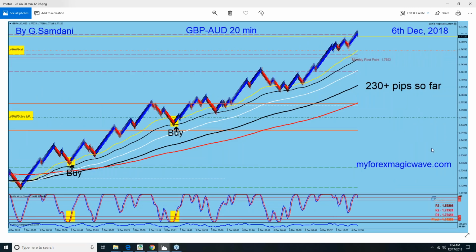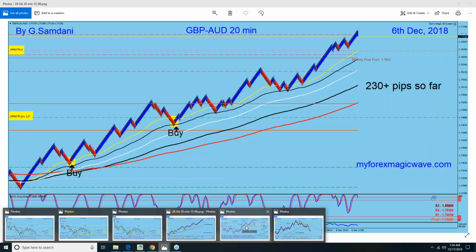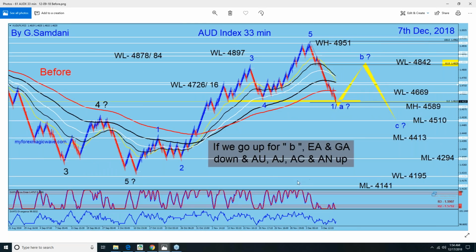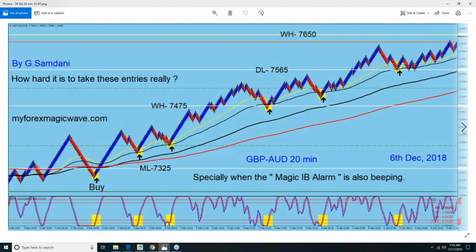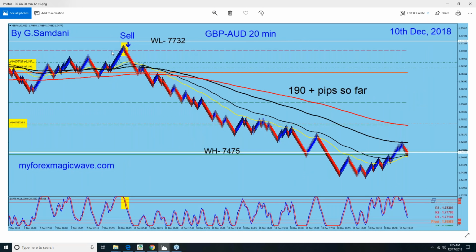See this pound Aussie? And by the way, that was the chart that I made when 7. So we're looking for maybe 8, 9, 10, any short from there in those days. Look, on the 10th, it started turning and 190 pip from there to there. And I had 2 entries here.